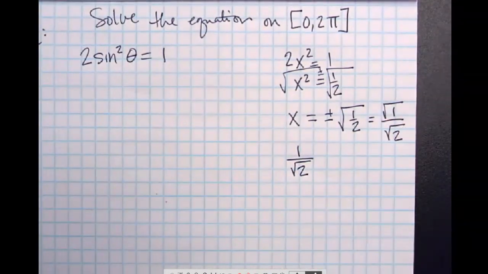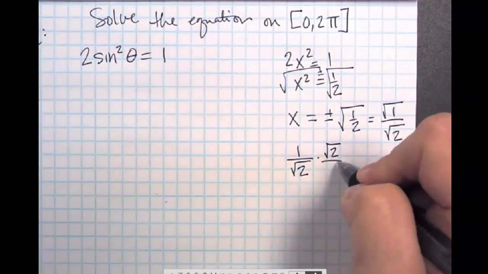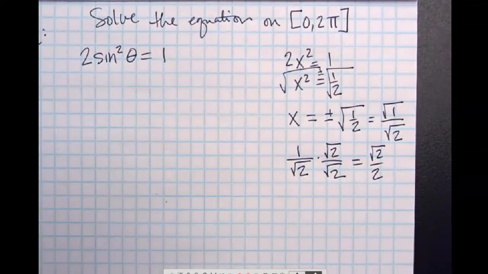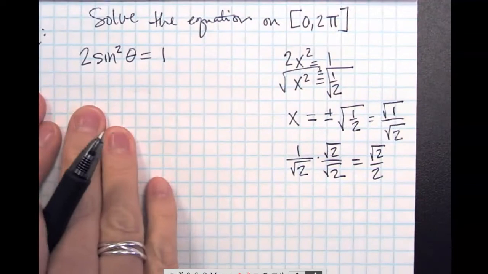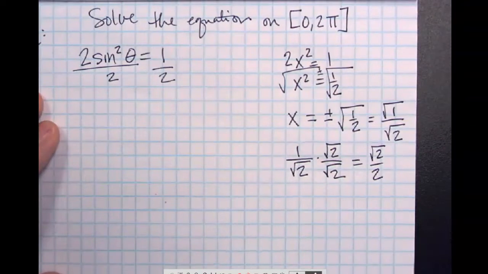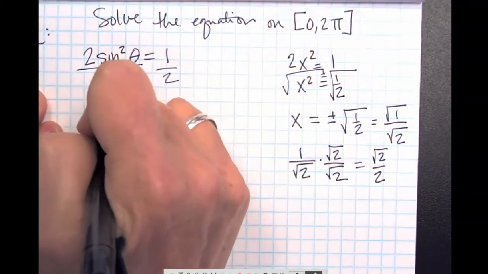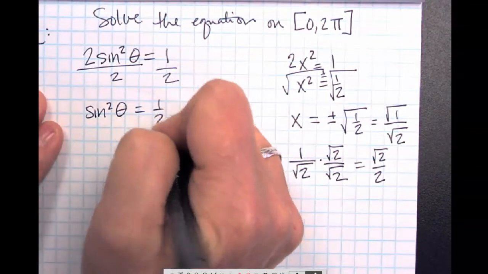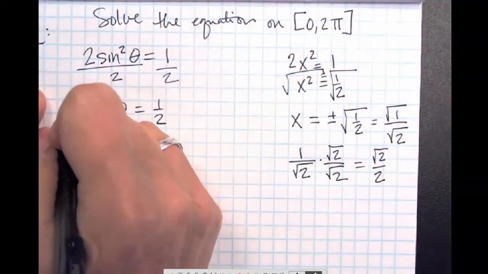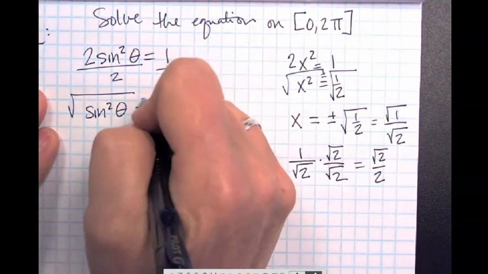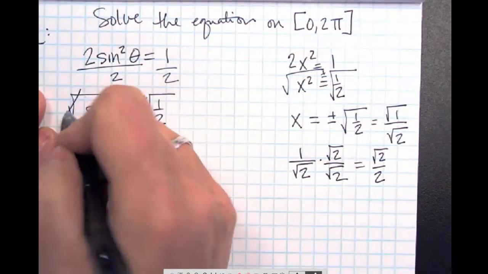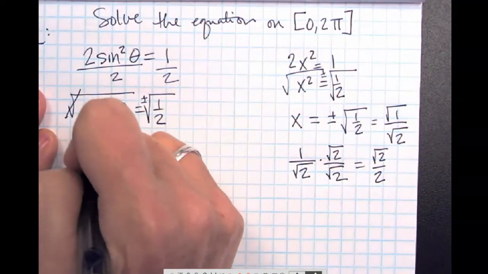Okay, 1 over square root of 2 can be rationalized to be square root of 2 over 2. Ooh, that number looks familiar, doesn't it? So this is what I'm going to do over here. I'm going to divide by 2, and I'm going to get sine squared theta equals 1/2. I don't want to know what sine squared is. I want to know what sine is. So I'm going to square root, plus or minus square root. Square and square root are inverses, so that just gives me sine.